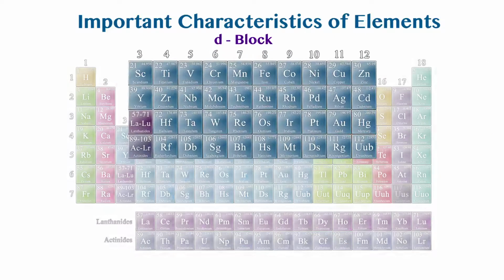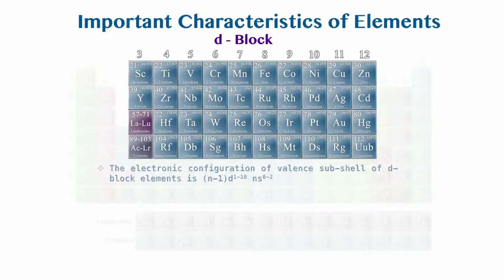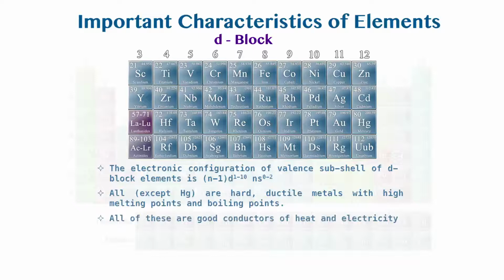The next one is d block elements. In between the s and p blocks we have the d block elements. The electronic configuration is (n-1)d1 to 10 ns0 to 2. Except mercury, all are hard and ductile, and they have high melting and boiling points. All of these are good conductors of heat and electricity.